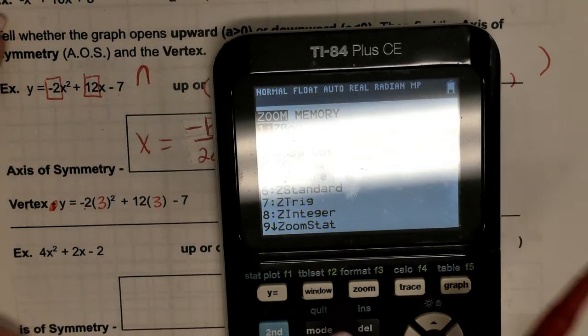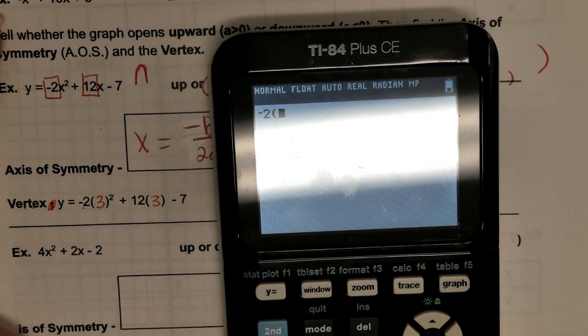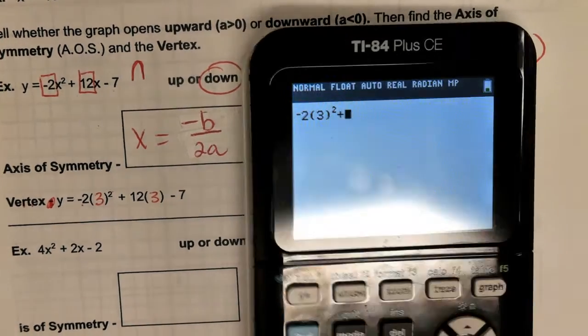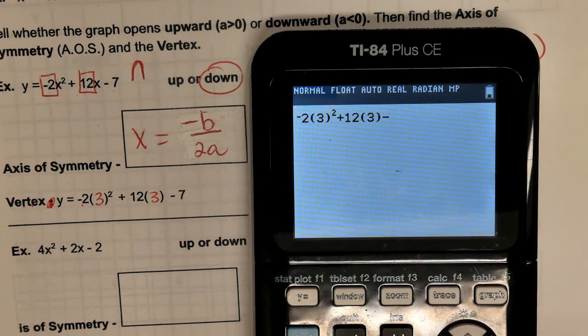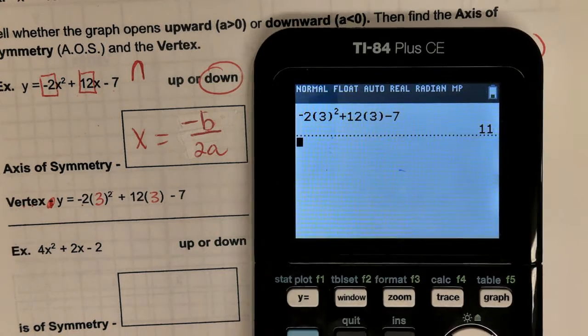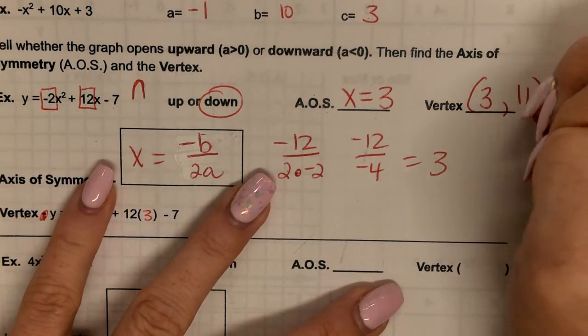So I would do negative 2 times 3 squared plus 12 times 3 minus 7. So what's the value of y when x is 3? There's my answer.